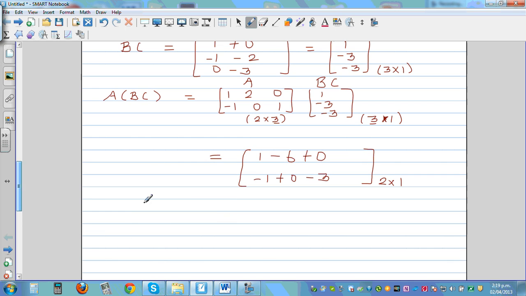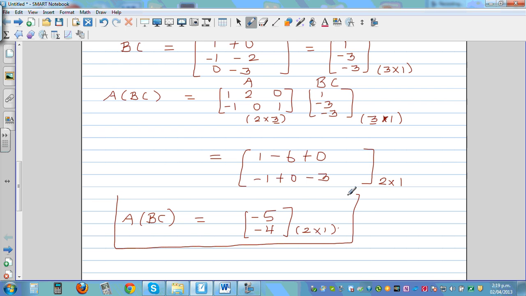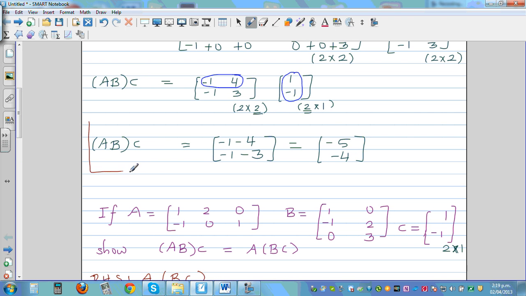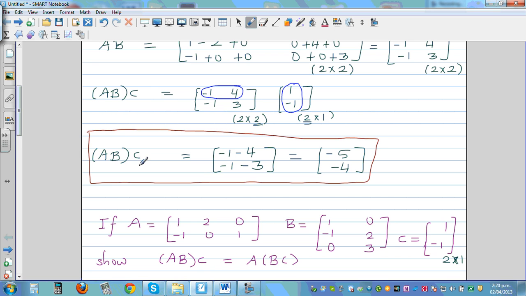And what have we got? This is A times BC, which is equal to negative 5, negative 4, a 2 by 1 matrix. So let's check. We are saying A times BC is negative 5, negative 4. And what did we get here? We saw that AB times C is also the same answer. So this is how you can show that the associative property of multiplication works if the dimensions are correct.